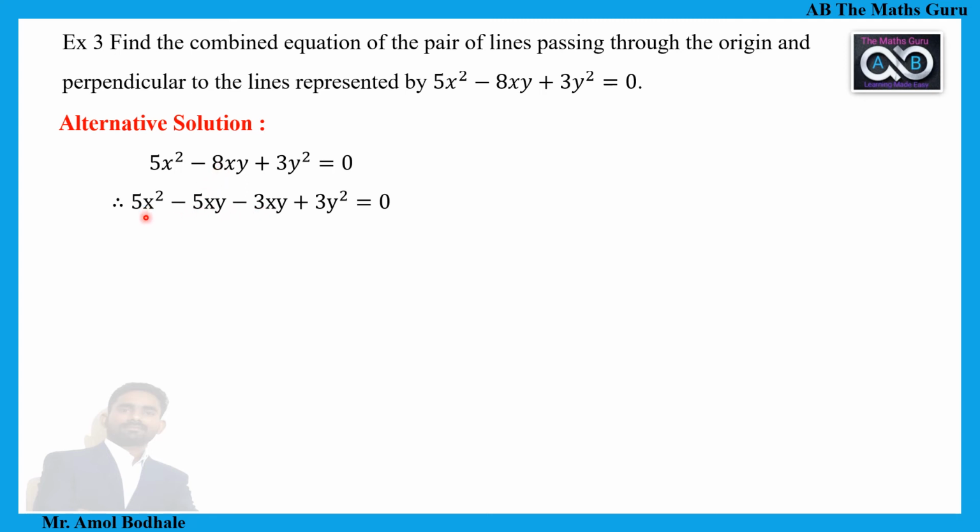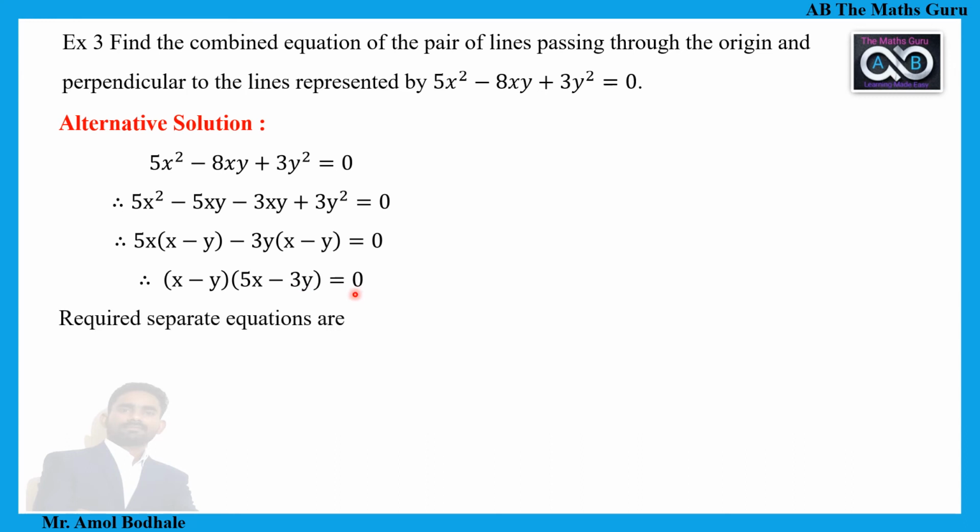So here, what is common from the first two terms is x. If we take x common, in the bracket 5x minus 5y remains. If we take 3y common, minus 3y common, in the bracket 5x minus 3y remains. Again, from the first and second term, x minus y is common. So we get x minus y into 5x minus 3y equal to 0. So the required separate equations are x minus y equal to 0 and 5x minus 3y equal to 0.